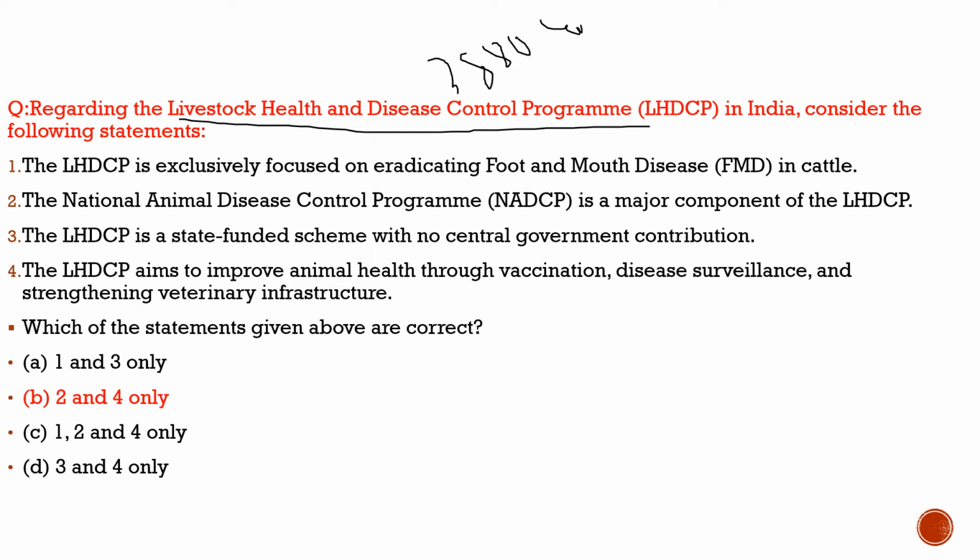Through this question we will understand it. The question says, regarding the Livestock Health and Disease Control Program in India, consider the following statements. First statement: the LHDCP is exclusively focused on eradicating foot and mouth disease (FMD) in cattle. No, it is not exclusively towards this disease, but also towards other issues. So the first statement is incorrect. Here I will show you a trick which most of you would know: by eliminating one statement we can eliminate option A and option C. So we are left with option B and option D only.